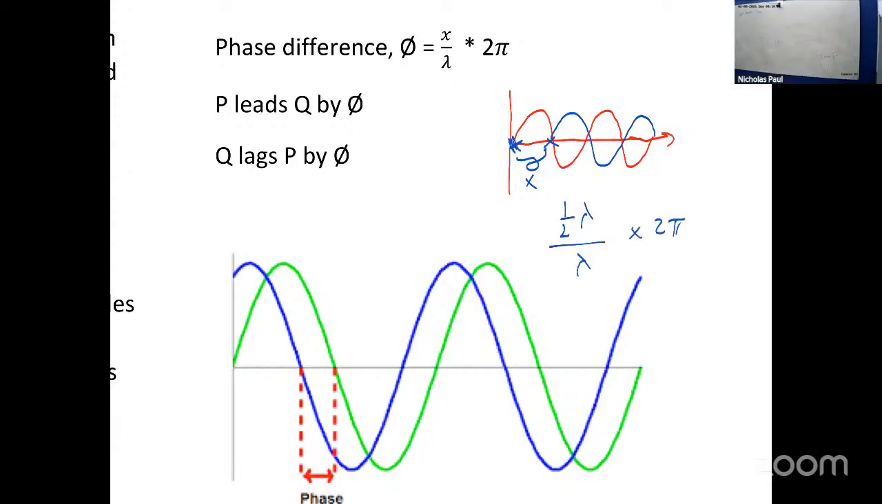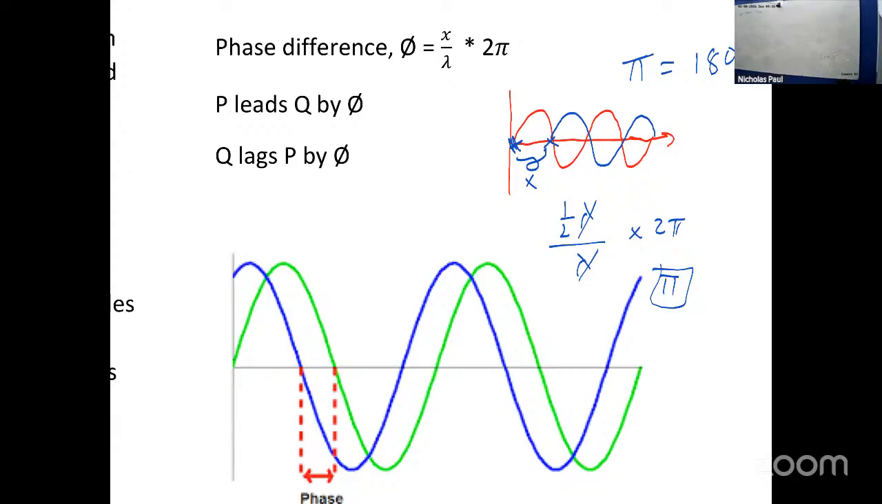Half of 2 pi is pi. So the phase difference is pi. And pi is how many degrees? Pi is 180 degrees, right? So whenever they say out of phase, they mean a phase difference of pi or 180 degrees. Everybody okay with that? So that's the way you find phase difference.